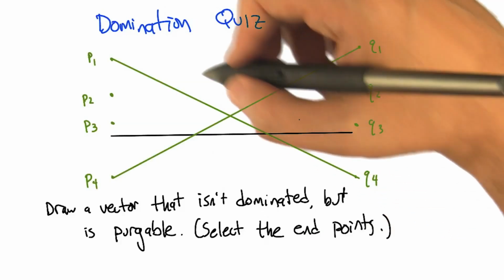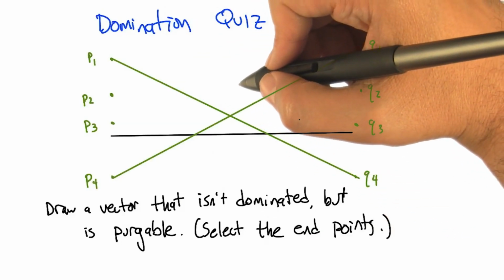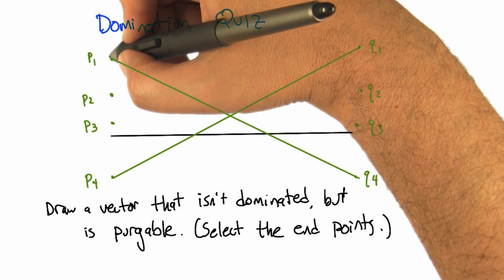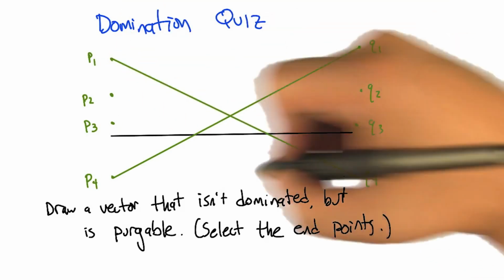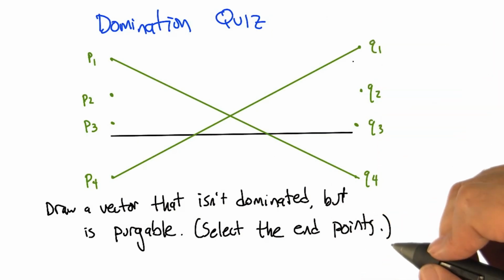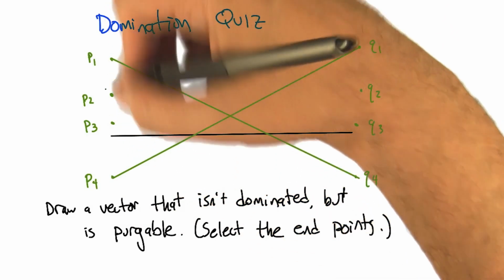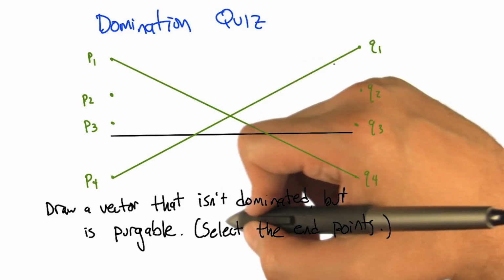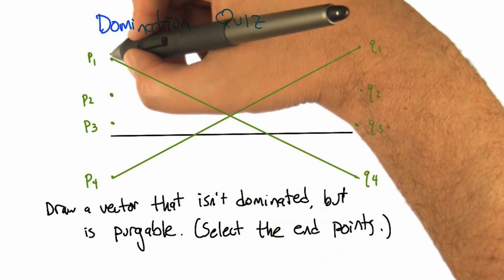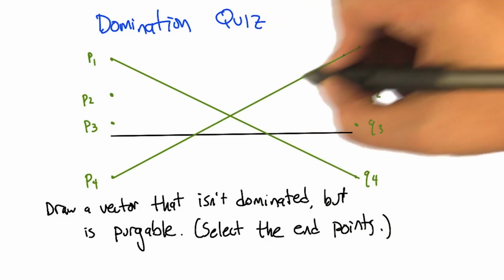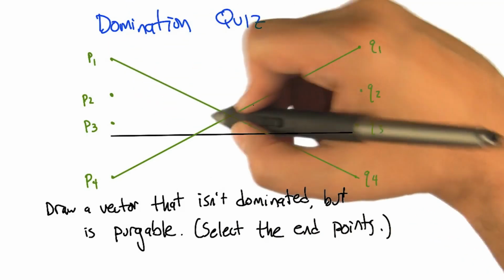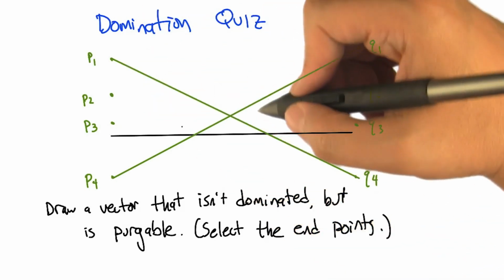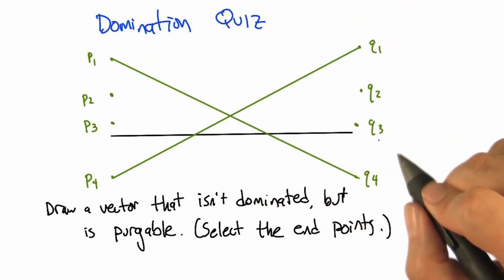Okay. All right, so what we've got now is a piecewise linear convex function, represented in this case by a vector that goes from P1 to Q4 and P4 to Q1. And now what I'd like you to do is add a vector to this set that has two properties. One, it is purgeable in the sense that it actually isn't above the maximum at any point, but it isn't dominated. There isn't one or the other of these vectors that is greater than or equal to it everywhere.